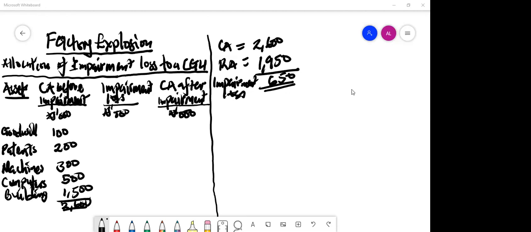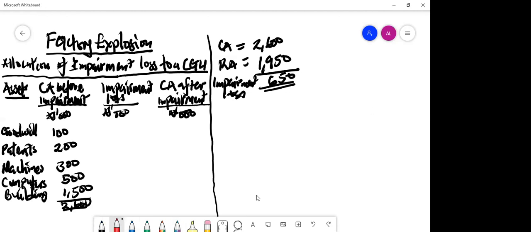Now, I will apply the principle. What is the first principle? He said, obviously impaired asset. I will now look at the question: is there any asset that is obviously impaired? So let's read. He said, half of the machines has been blown to pieces, but the other half can be sold for at least their carrying amount.